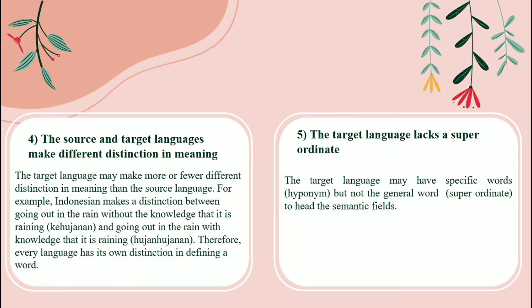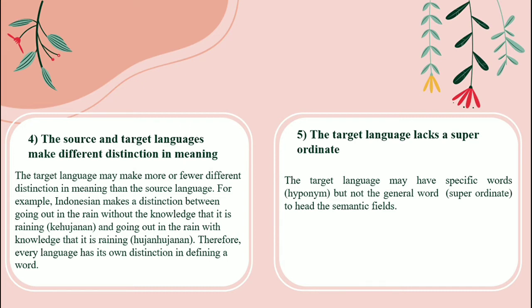And the fourth is the source and target language make different distinctions in meaning. The target language may make more of a distinction in meaning than the source language. For example, Indonesian makes a distinction between going out in the rain without the knowledge that it is raining, or kehujanan, and going out in the rain with knowledge that it is raining, or hujan-hujanan. Therefore, every language has its own distinction in defining a word.